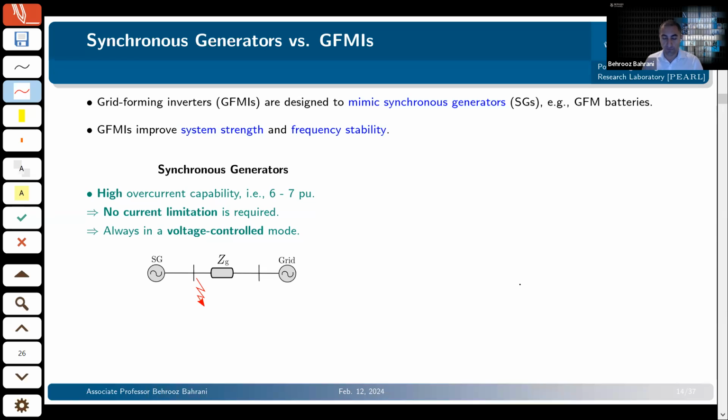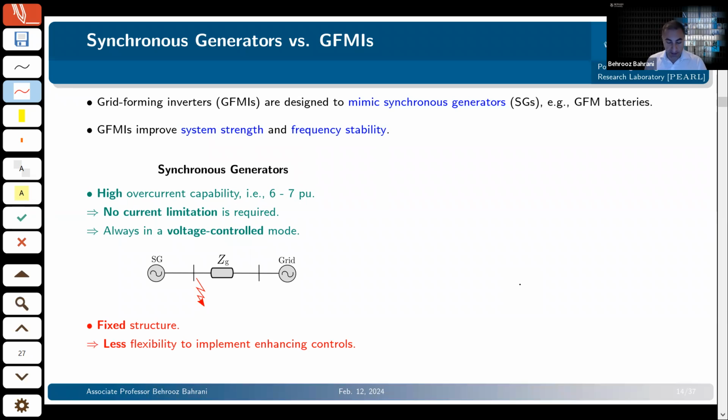Synchronous generators and grid-forming inverters, particularly if you've got a VSG, virtual synchronous generator, are very similar in many areas. But there is one big difference, and that difference is that in synchronous generators, you've got very high overcurrent capability. You can easily go to 5, 6, 7 per unit, depending on your synchronous generator. When there is a fault, you don't necessarily need to limit the current. There are internal mechanisms of the synchronous generator that will limit its current, and it always stays in that voltage control mode.